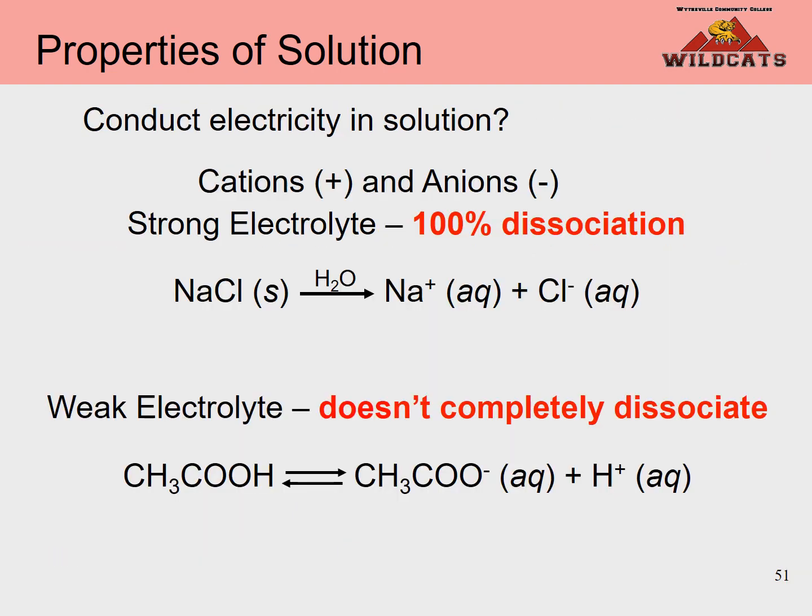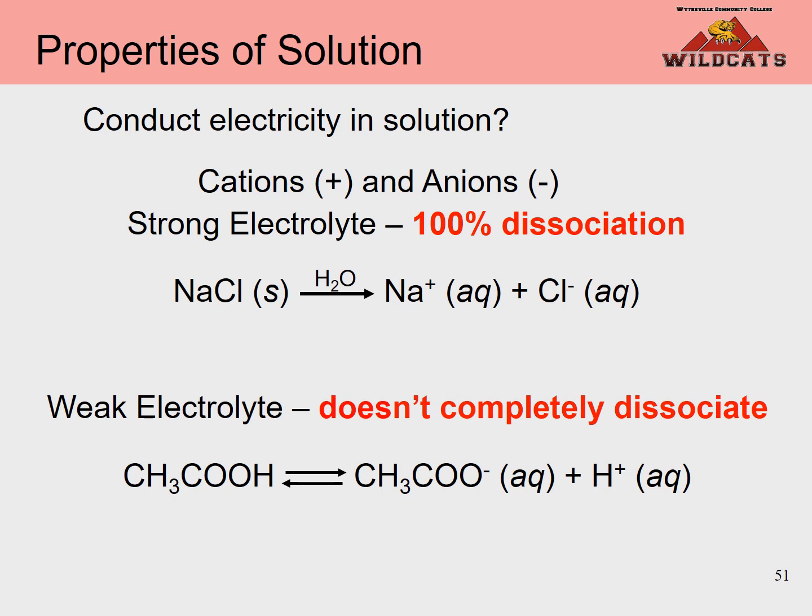So basically, for a solution to conduct an electrical current, it has to have cations and anions, so it's ionic, and they 100% dissociate or break apart. Here's sodium chloride. With the NaCl, the H2O over the arrow means it's dissolved in the water, because water is really not a reactant. And we end up with sodium and chloride ions to carry the current.